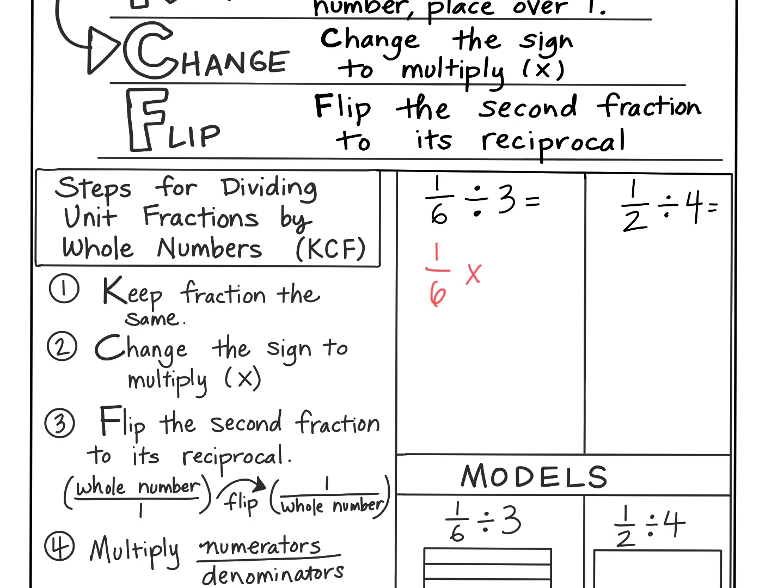Change divide to multiply. And what does step 4 tell me I need to do? Oh, wait, hold on. Sorry, step 3. You got to flip the second fraction, and it has a little note. It says that whole number needs to be over 1. So I'm going to put a 1 underneath that whole number so I know to flip it to 1/3.